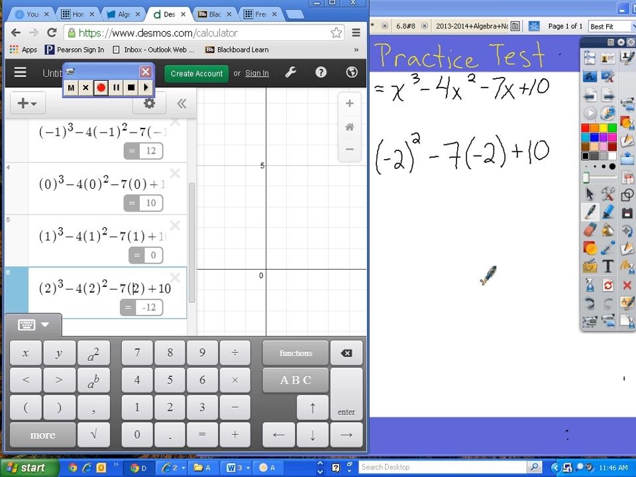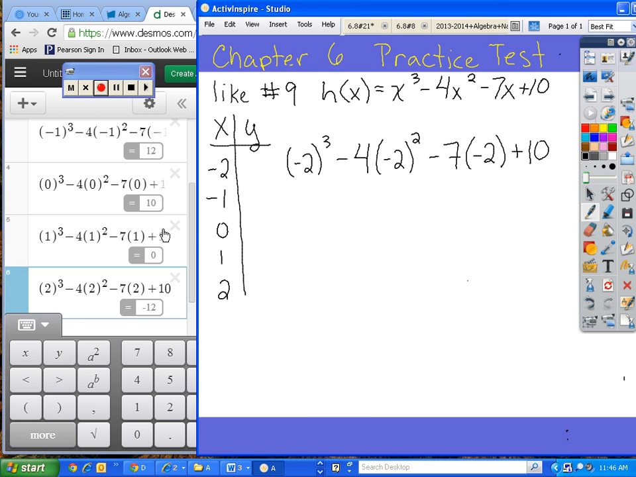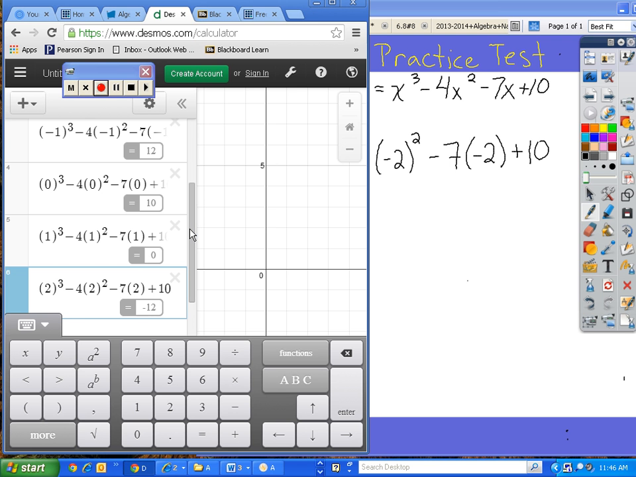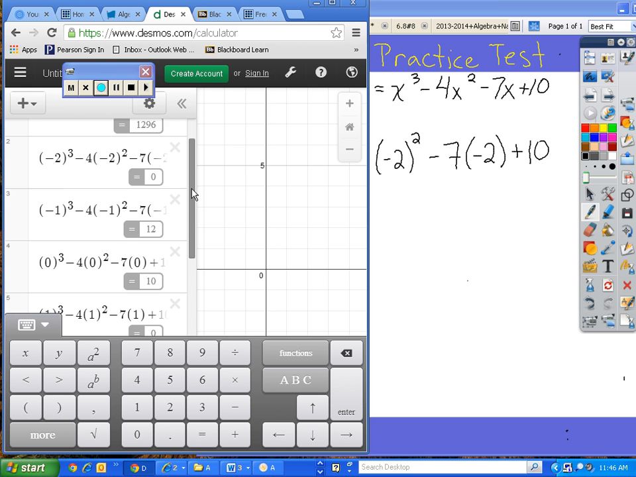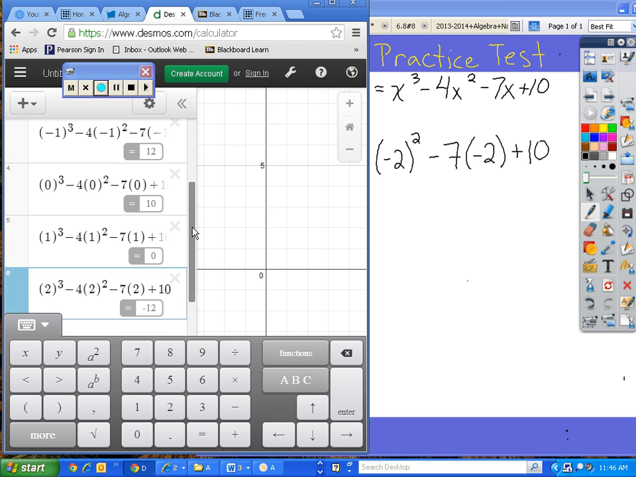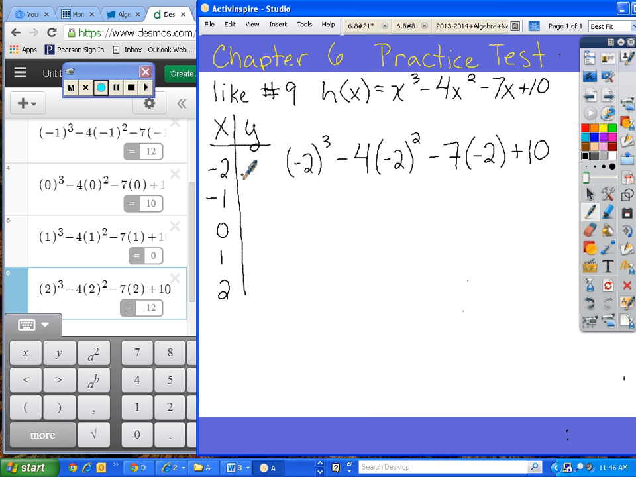Now we're going to come over to our graph here, and we're going to write these table of values. Let's make sure that we can see all of them. I can't see the -2, so we'll just remember that one. The -2 is 0. Okay. So over here, -2 was 0, -1 is 12, 0 was 10, 1 is 0, and 2 is -12.